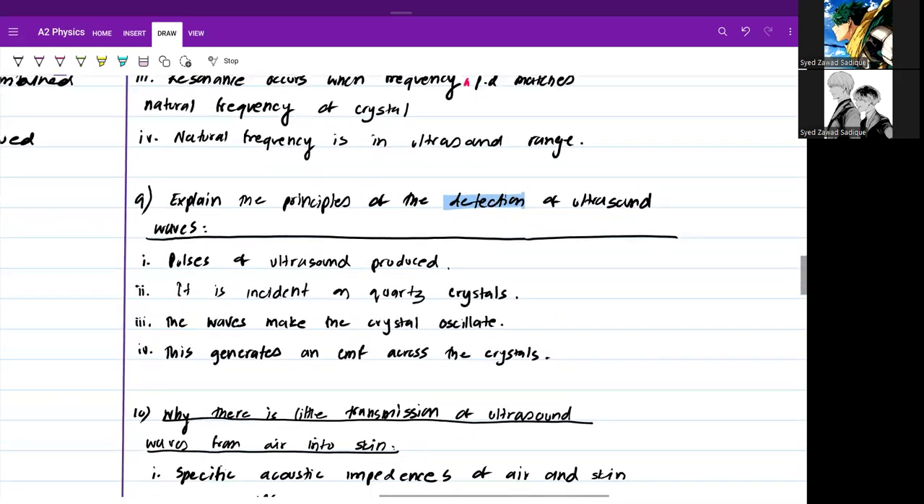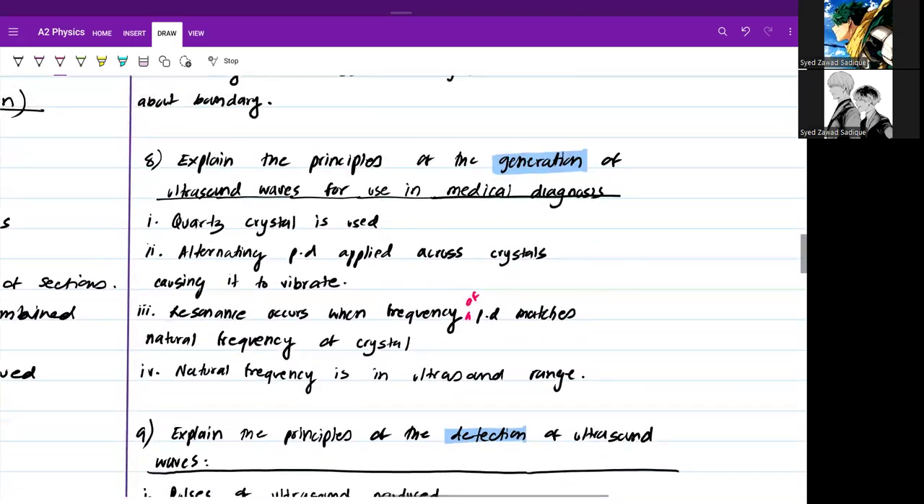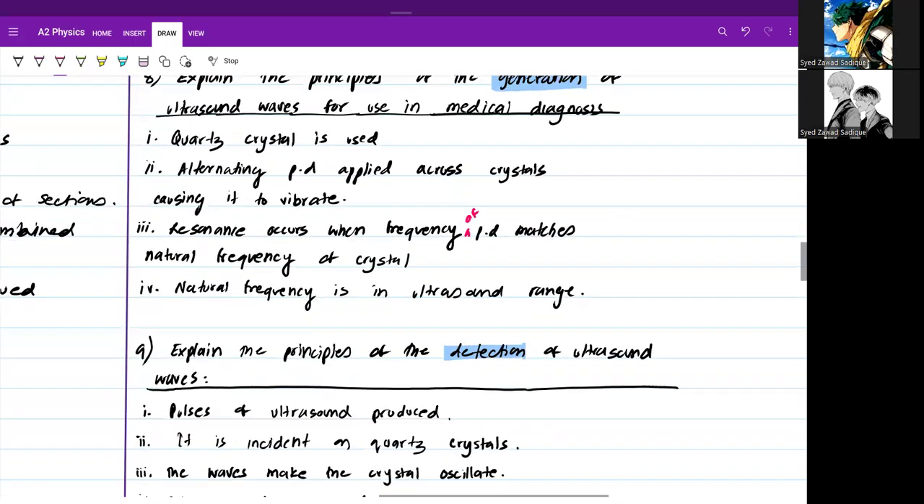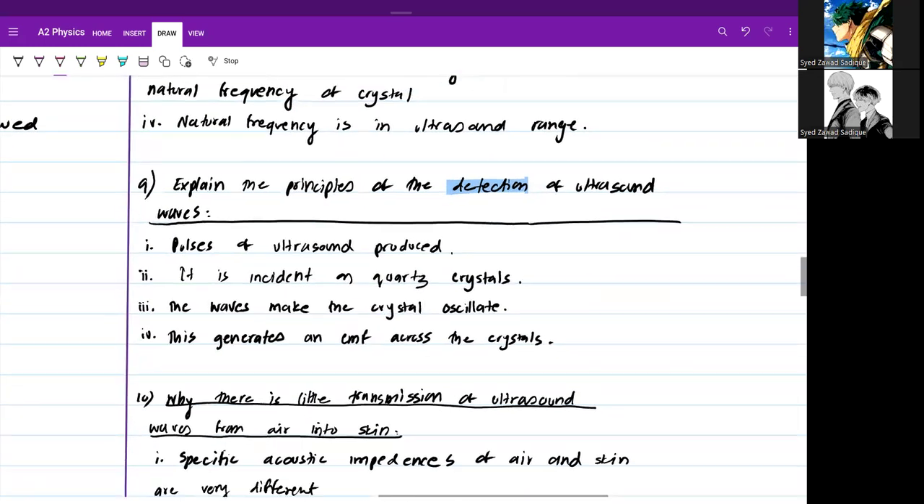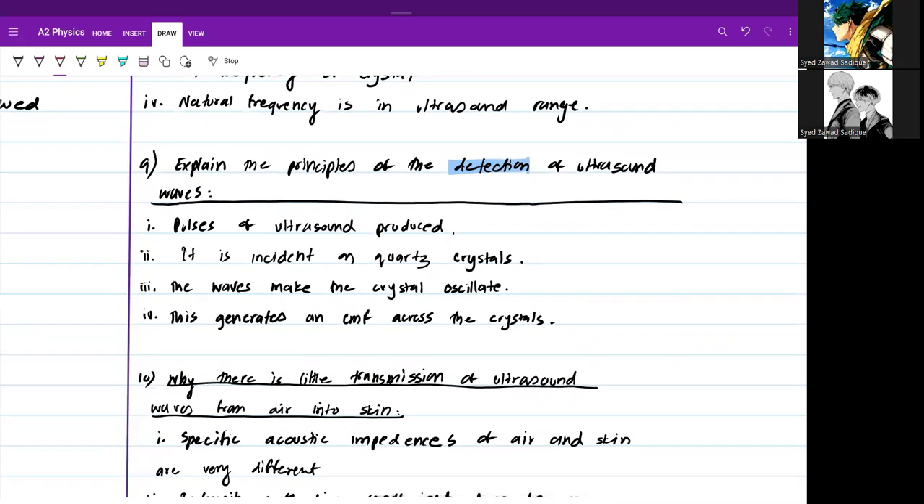Number nine is explain the principles of the detection. So we have detection, generation, and use. Of ultrasound waves, you have to write pulses of ultrasound produced. It is incident on quartz crystal. The waves make the crystals oscillate. This generates an EMF across the crystals.